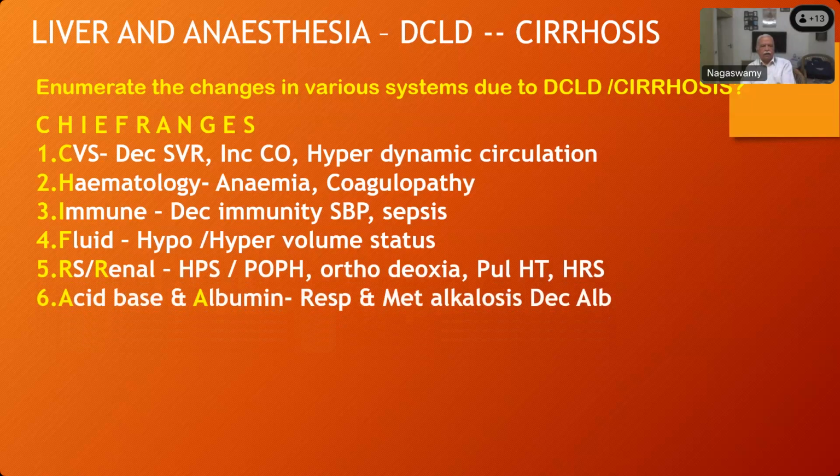And the next A stands for acid base and albumin. Respiratory and metabolic alkalosis will be there and albumin will be decreased. What other importance does this albumin have? Estimation of albumin, how is it important in liver patients? Patients with liver derangement.